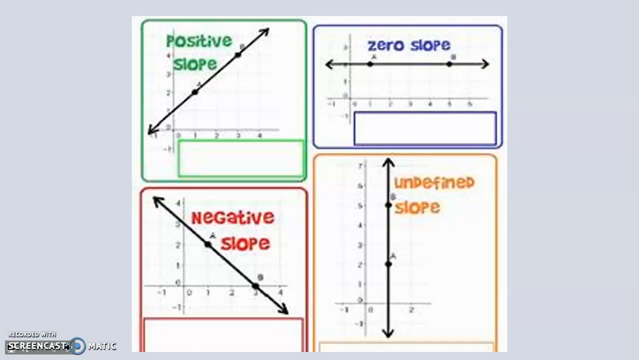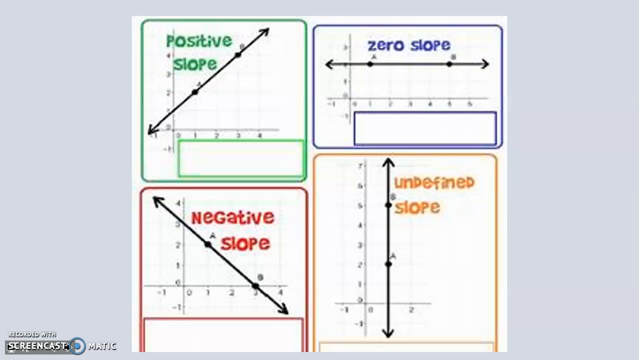So pictured on the board here are 4 basic slopes. They're the only slopes you'll see. You either have a positive slope or a negative slope, or a 0 slope, or that undefined slope. Now that's what we've seen, the undefined. So it's almost like falling through a sinkhole, just dropping through a hole.